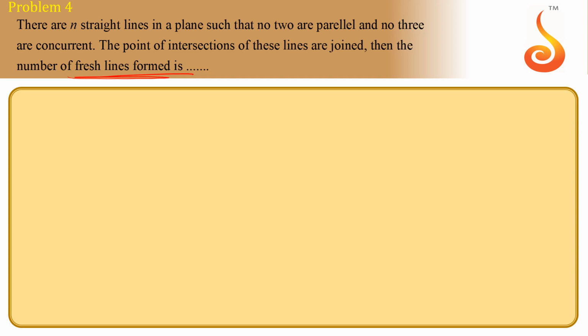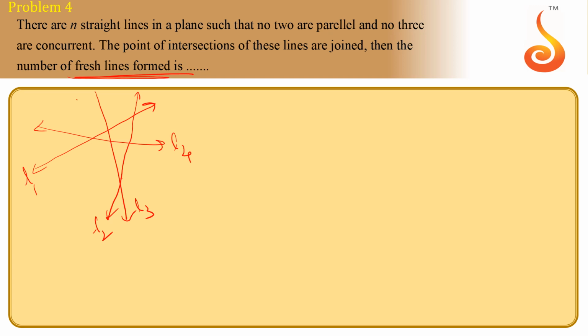Suppose if you take line L1, then L2, then L3, then there should be a line which intersects all the 3 lines like this. Let us see. So this is L1, L2, this is L3, this is L4. Then if you observe 1, 2, 3, 4, 5, 6, there are 6 points.